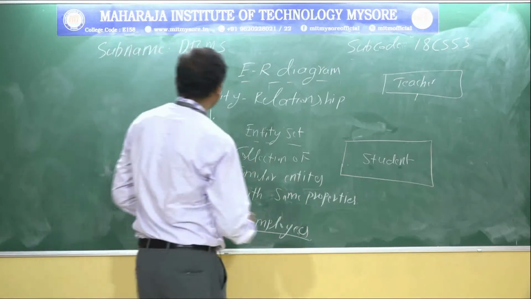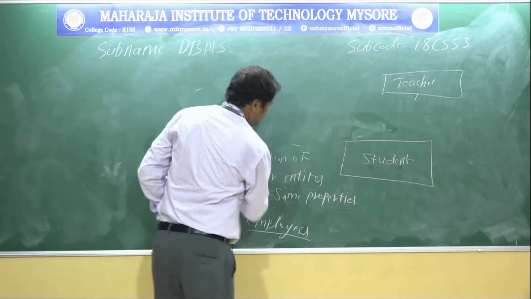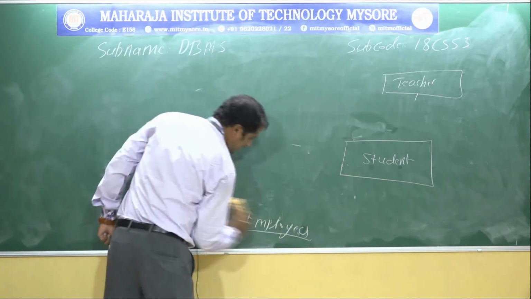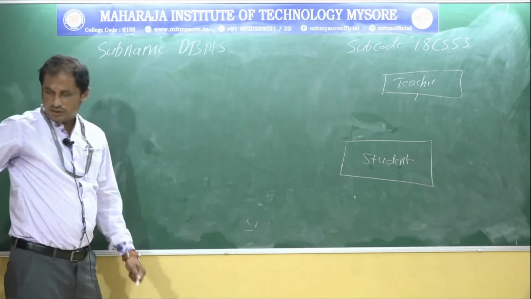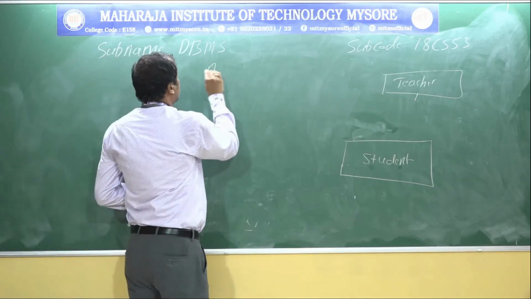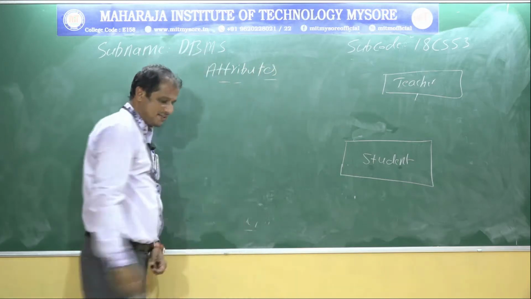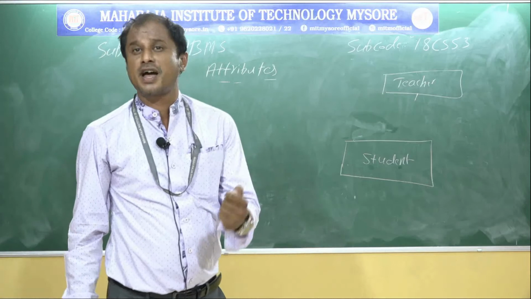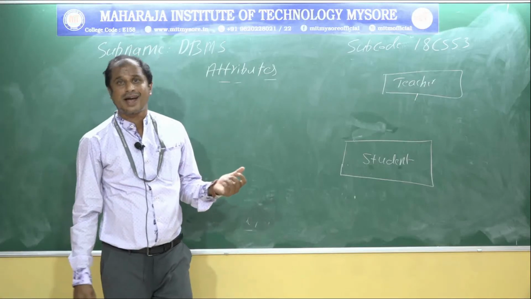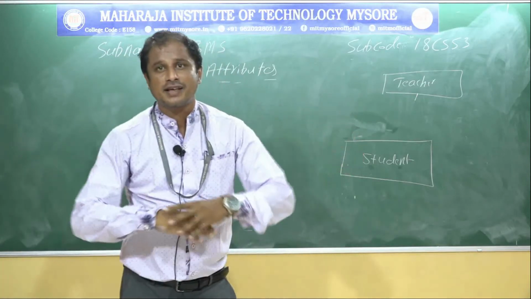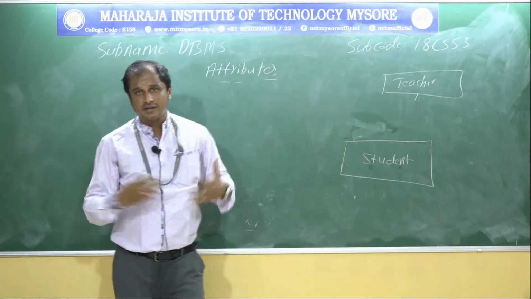Next one, what is an attribute? I have a student as an entity, and I told you a collection of entities is an entity set. Then I will discuss attributes. So what are attributes? Attributes describe the entity. Describe means I can express the entity through attributes. I can explain my entity myself through attributes.